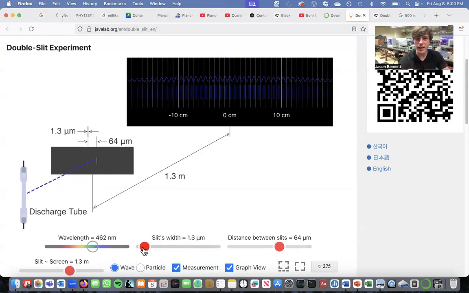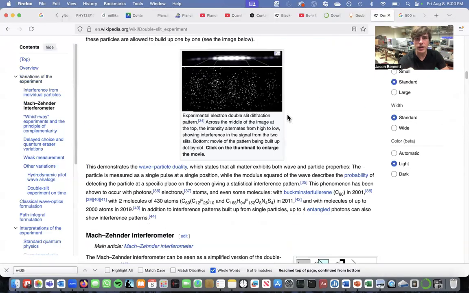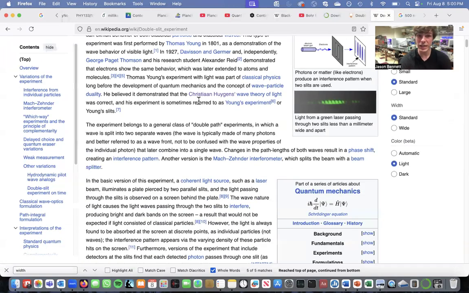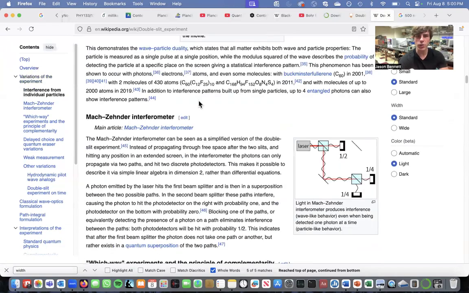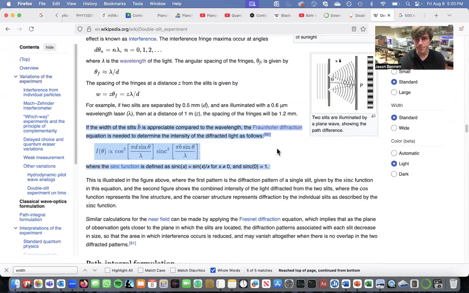This is something that is much more heavy in the optics section. Actually, I believe I pulled this up on Wikipedia, just in case. Yes, I did. So if you go to the double slit experiment, this is something that I doubt is even in the modern textbook. You would probably need an optics textbook for this one. It's a different type of diffraction. Here it is. If the slit width is appreciable compared to the wavelength, what does appreciable mean? It means same order of magnitude, roughly.